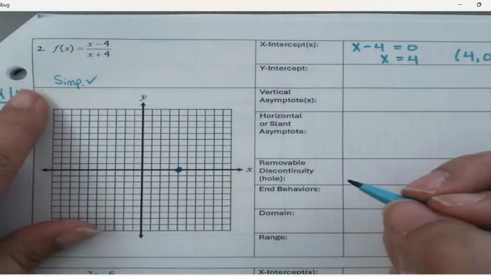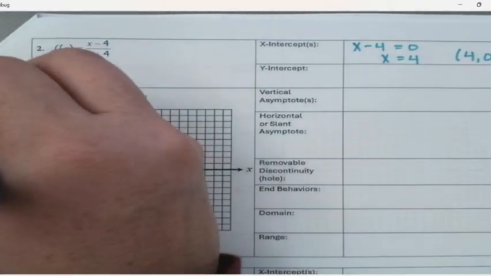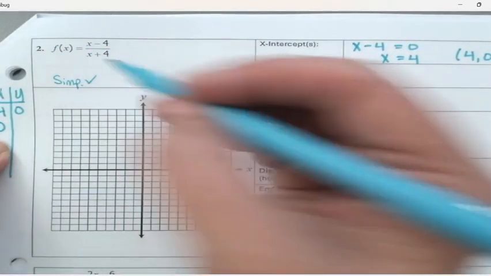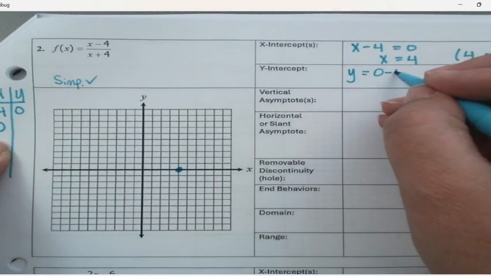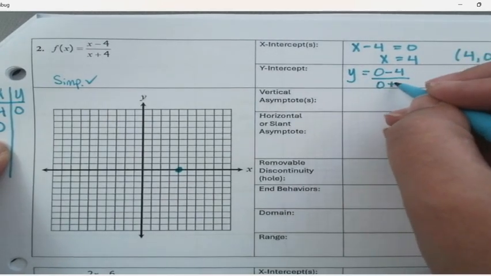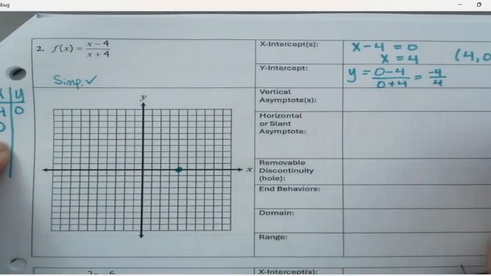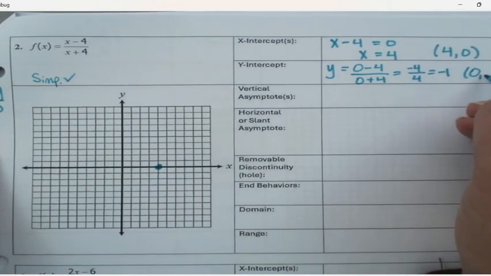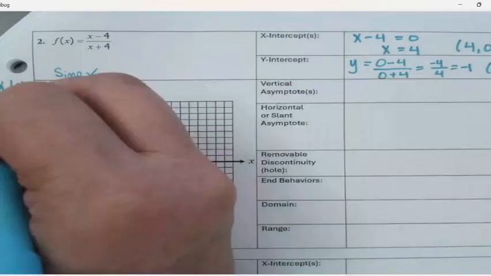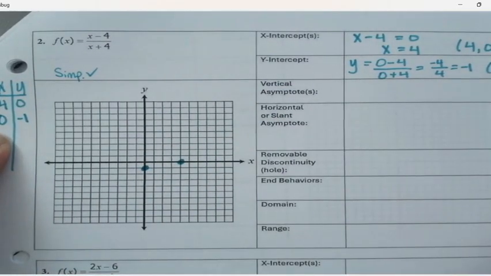To find my y-intercept, I set x equal to 0 in the simplified function. So here's my function. Wherever there's an x, I'm going to plug in a 0. It's just like putting a 0 in your table. Plug in zeros for x and see what you get. So y equals 0 minus 4 over 0 plus 4, which is negative 4 over 4, which we know is negative 1. So 0, negative 1 is my y-intercept. So I'm going to get that one on my graph.